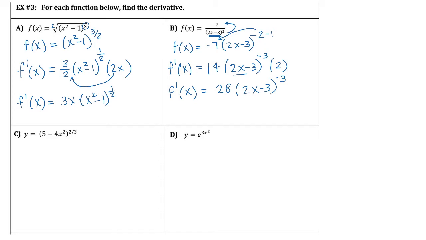Our next example, again, we need to do the derivative of the outside first. So we're going to have 2/3 times 5 minus 4x squared raised to the 2/3 minus 1, so negative 1/3. We've done the derivative of the outside, times, and if we do the derivative of the inside, we have 8x.